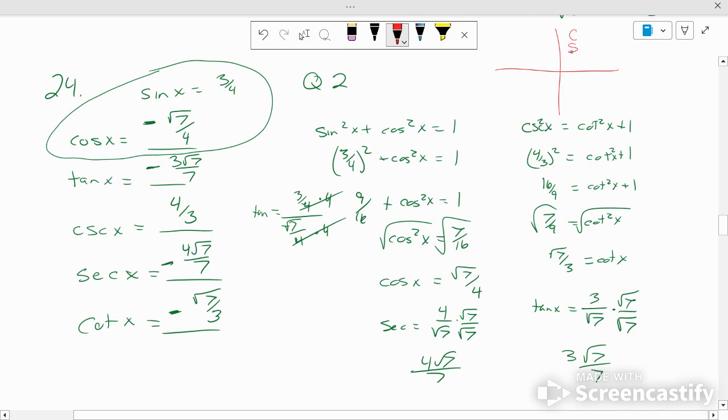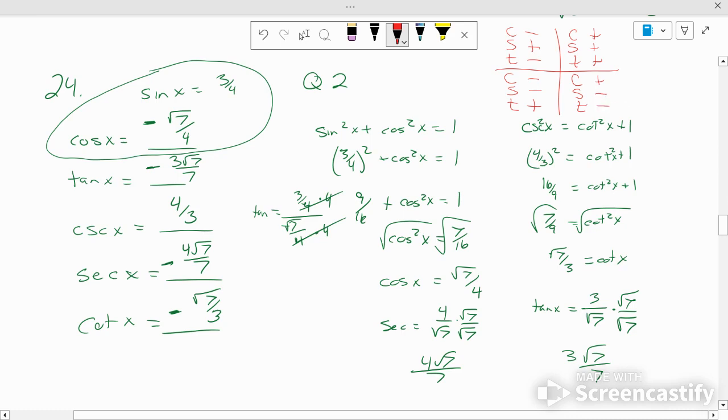All three, sine, cosine, and tangent, are positive in quadrant 1. In quadrant 2, cosine and tangent are negative, sine is positive. In quadrant 3, cosine and sine are negative, tangent's positive. In quadrant 4, cosine's positive, sine and tangent are negative.